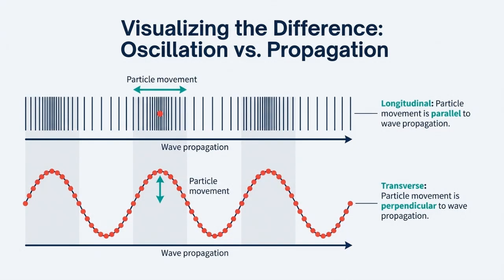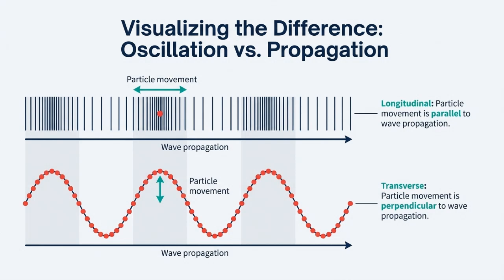Here, we can see the difference between oscillation and propagation in waves more clearly. The key point is that while the wave itself moves forward in one direction, the particles within the medium move differently depending on the type of wave. In longitudinal waves, like sound waves, particles oscillate back and forth parallel to the direction the wave is traveling. This creates compressions and rarefactions as the wave moves.